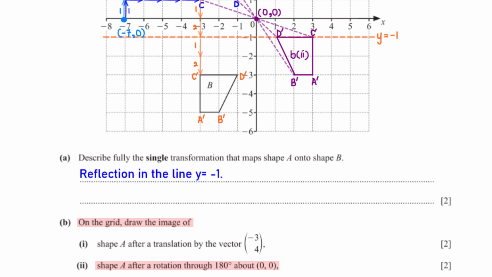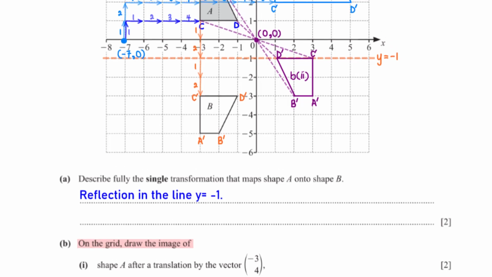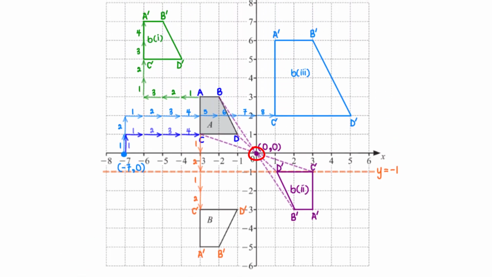Draw the image of shape A after a rotation through 180 degrees about 0, 0. First, we mark the center of rotation, which is the origin. Then we rotate each of the vertices on shape A 180 degrees about this center.